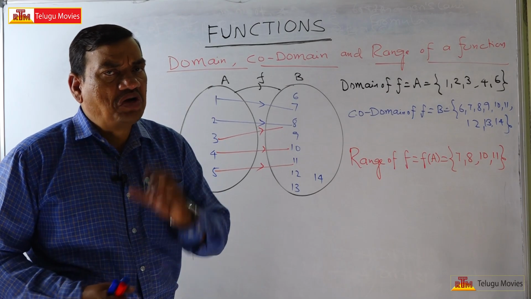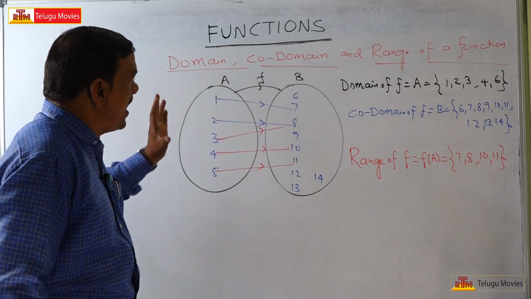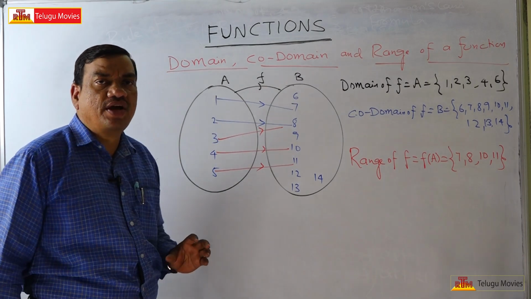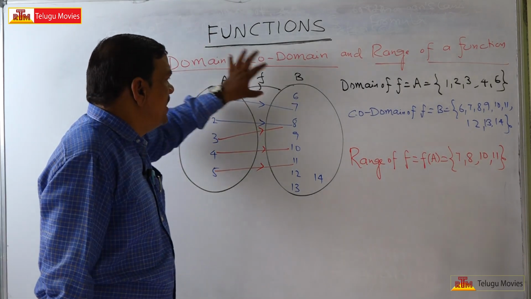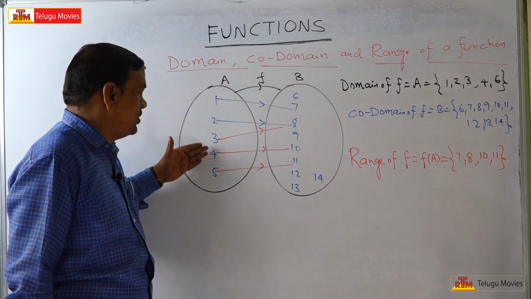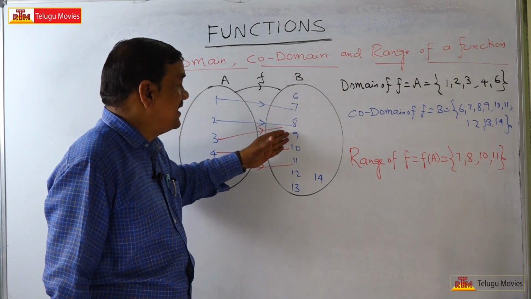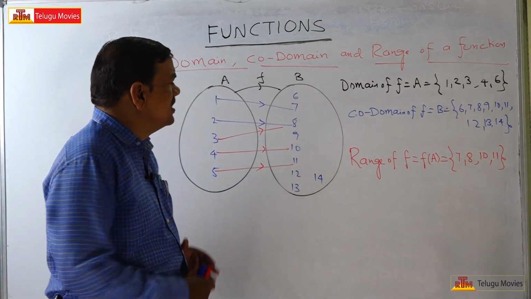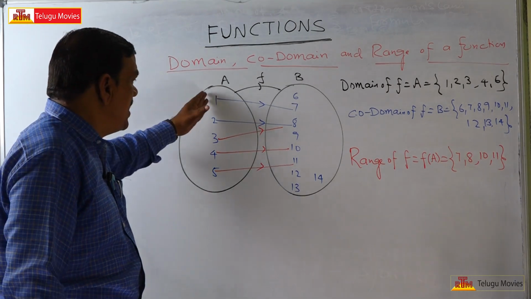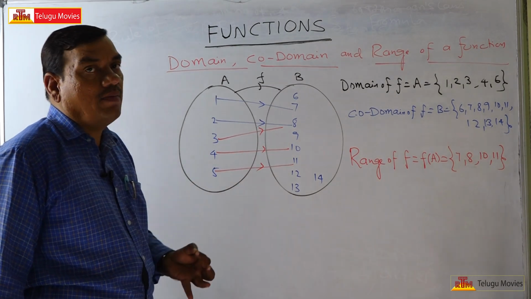Dear students, now we are going to discuss a very important topic, that is domain, codomain and range of a function. Very easy to learn, fundamental definitions. Let f be a function from A to B. A contains the elements 1, 2, 3, 4, 5 and set B contains the elements 6, 7, 8, 9, 10, 11, 12, 13, 14. F is clearly a function from A to B because every element of A is mapped onto a unique element of B.